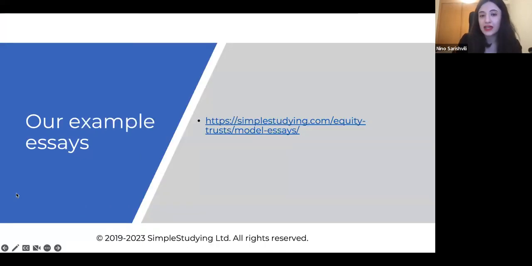Our example essay is very important for you to review. This is the way you're supposed to do the hierarchy structure, the way you're supposed to use your knowledge in answering problem and essay questions. Most of the students don't pay enough attention to this, and this is one of the most common reasons why students don't get high grades as they expect. So make sure that you practice and review our model essays as much as you can.